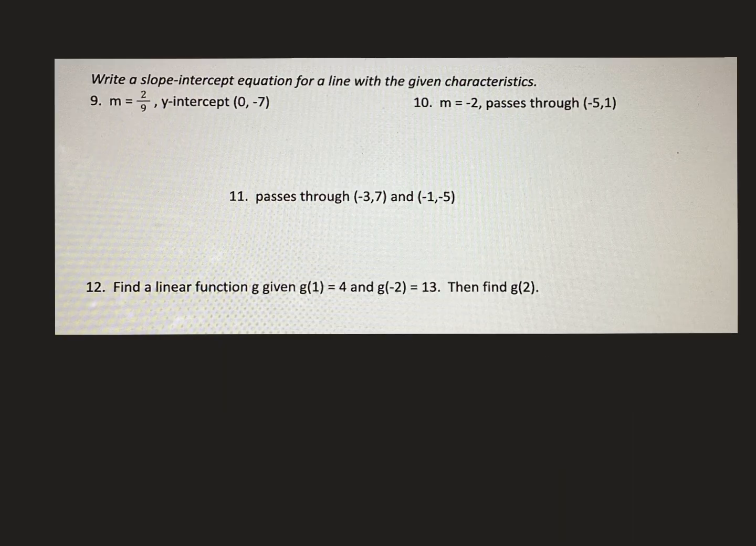Number 9 through 12 is all point slope stuff and slope intercept. Number 9 is great because they gave you both the slope and the intercept, so you can just fill in your equation without doing any work whatsoever. Y equals 2/9 x minus 7.